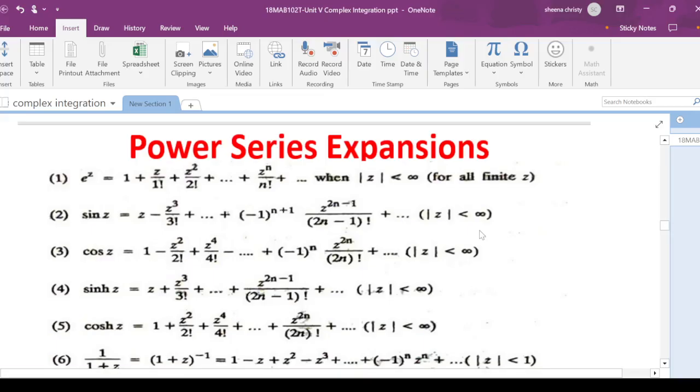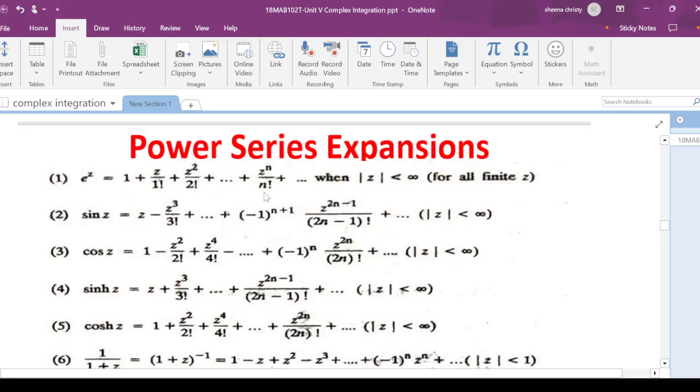Welcome students. In this session we are going to learn about Taylor series expansions. Before that we have to understand the expansion of standard power series. We know e power z equals 1 plus z by 1 factorial plus z square by 2 factorial etc.